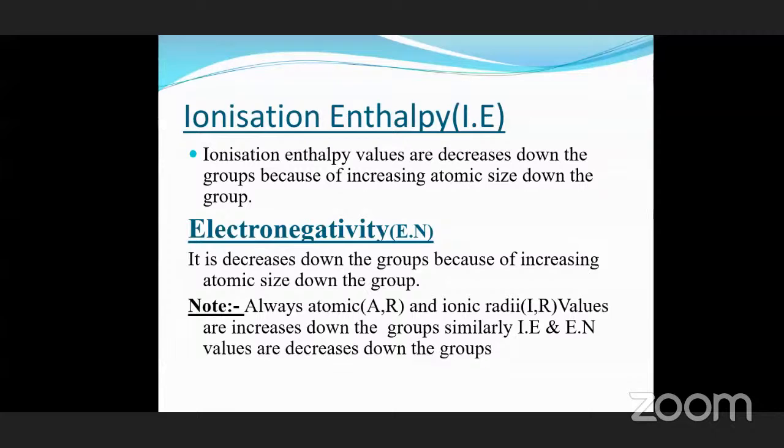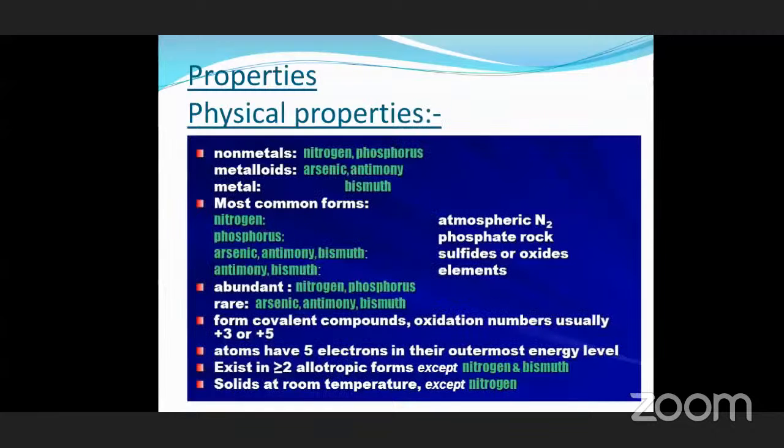Next, here once again some properties, especially the physical properties of fifth group elements. Here non-metals. What are those non-metals? Here nitrogen as well as phosphorus, both are acting as non-metallic, as well as metalloids. What is the meaning of metalloids? Metalloids are also called semi-metals. What are those? Here there are semi-metals like arsenic and antimony. These two atoms are acting as semi-metals, that is metalloid property.